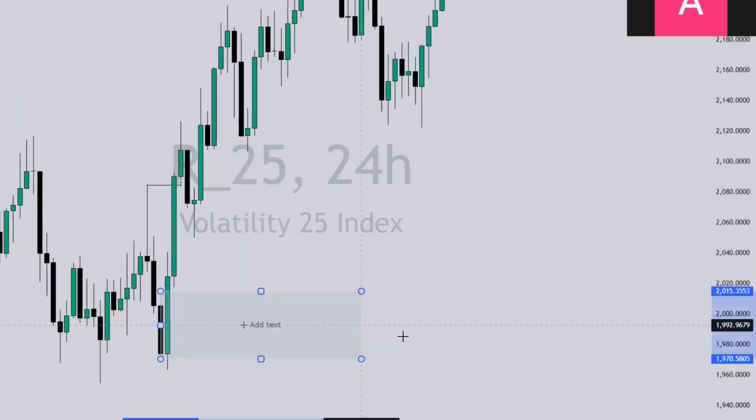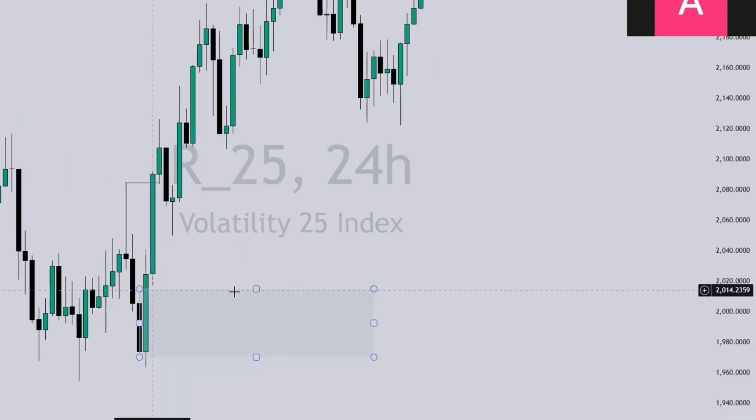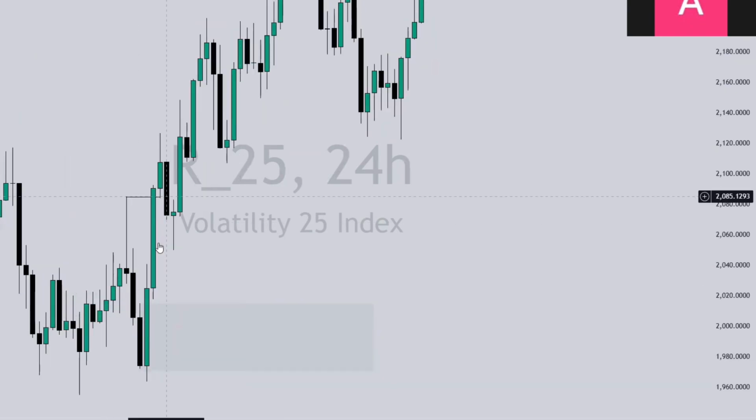So this is our sponsored candle. This is a sponsored candle over here. And backing it up, we have this impulse to the upside. There is an impulse to the upside to back this particular sponsored candle up.